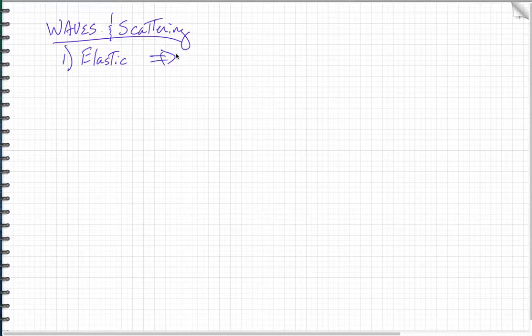Waves and scattering. There are two kinds of scattering that the book talks about that we're going to be concerned about in this course. The first is elastic scattering, and what that means is that no energy is lost.